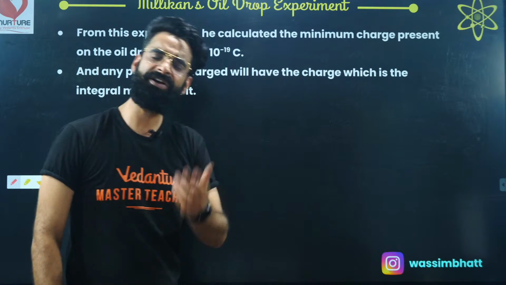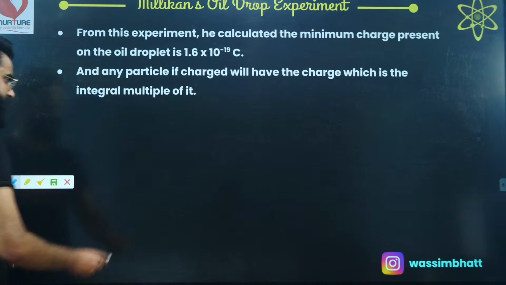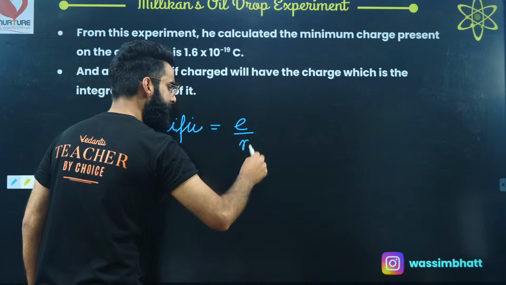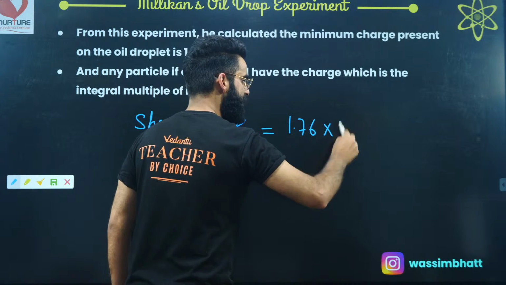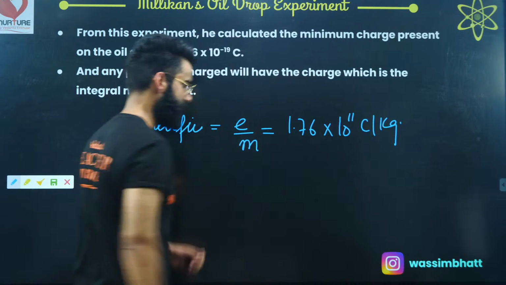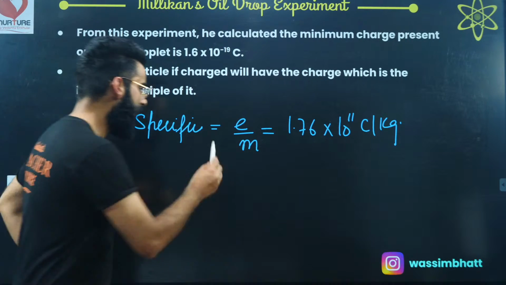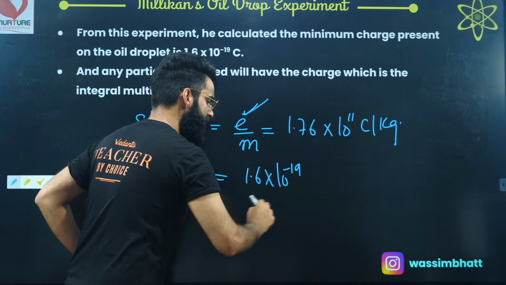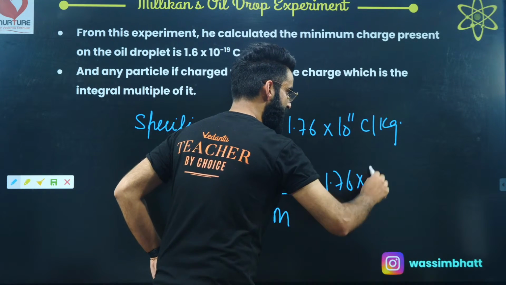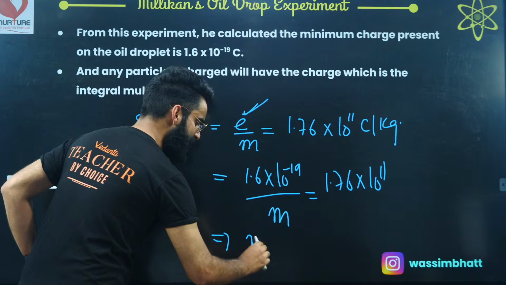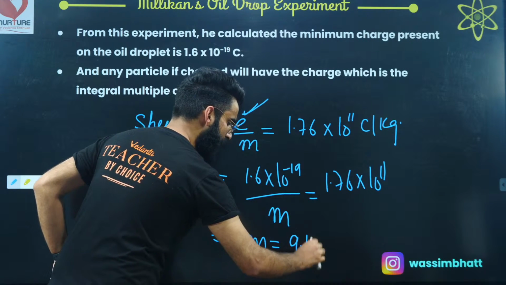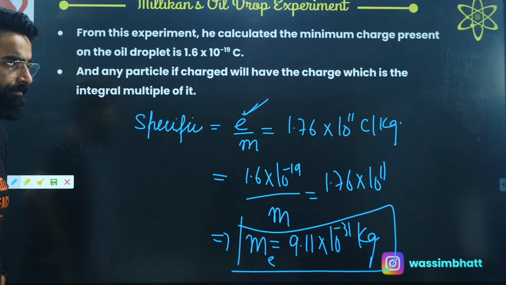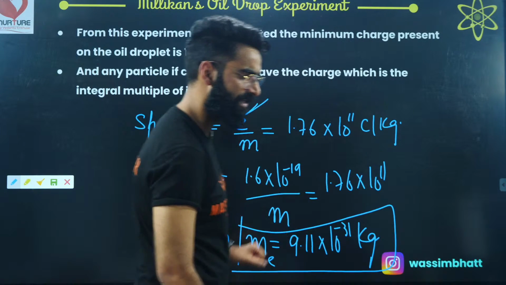Now the point is how the mass of electron was calculated. Thomson had already calculated the specific charge of electron, represented by E by M, which was 1.76 into 10 raised power 11 coulomb per kg. Millikan calculated the charge present on electron, which was 1.6 into 10 raised power minus 19. Divided by M is equal to 1.76 into 10 raised power 11. So from here, he calculated the M value, the mass of electron, which was found to be 9.11 into 10 raised to the power minus 31 kilograms. This is how he calculated the mass of electron as well.